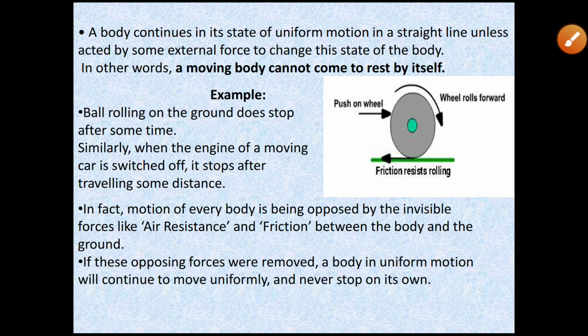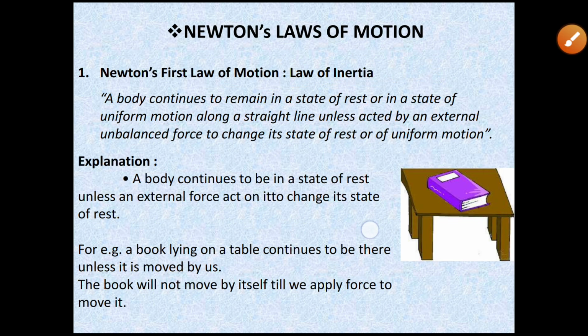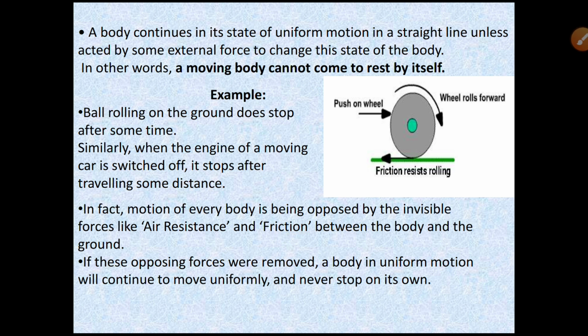So here also we can say that a moving body cannot come to rest by itself, or come into motion by itself. We need an external force to stop a moving body or to move a body at rest. Unless we apply any external force, the body will maintain its state of rest or state of uniform motion, and that we call inertia. That is the tendency of a body to maintain its state of rest or state of uniform motion.